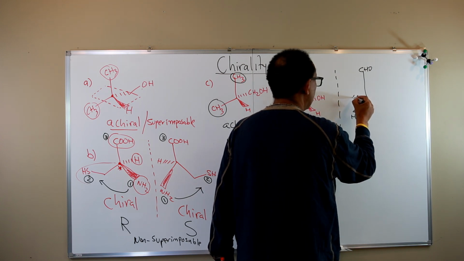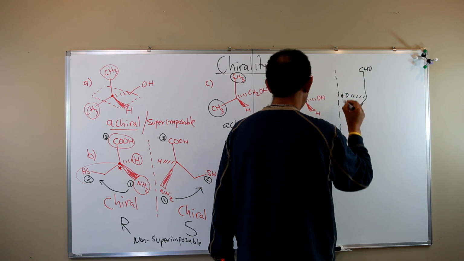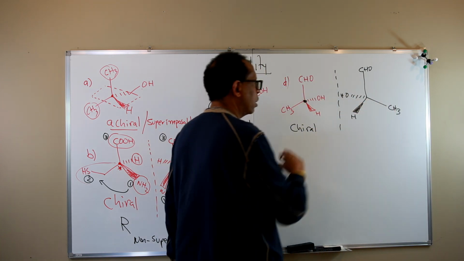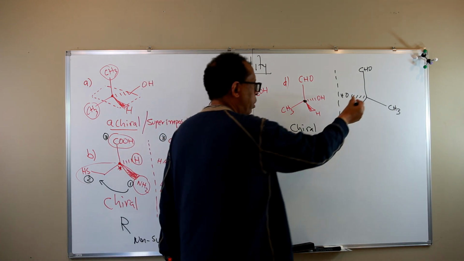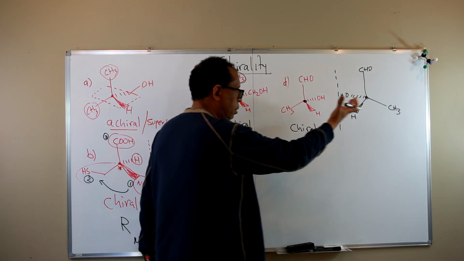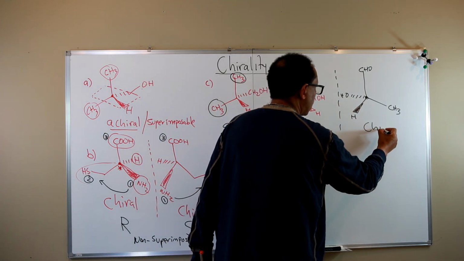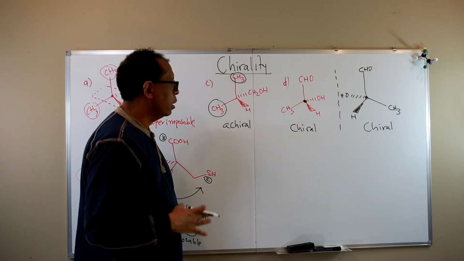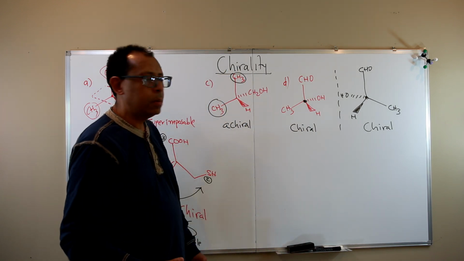The mirror image of this is OH right here, and CH3 right there. So these are mirror images, and I expect them to be chiral, which is true. So this is chiral, and let me assign the R and S for this molecule.